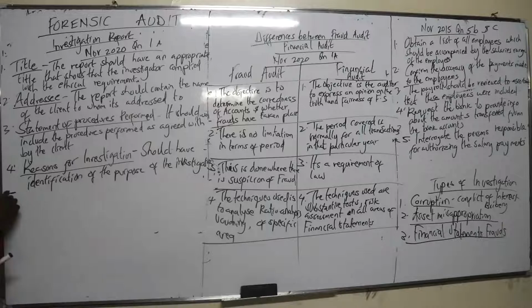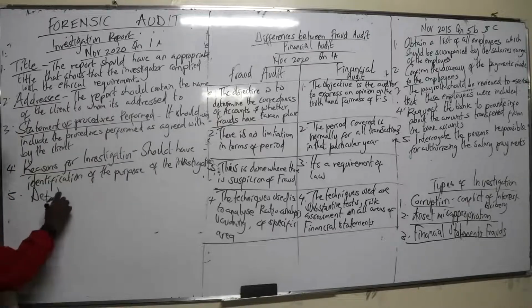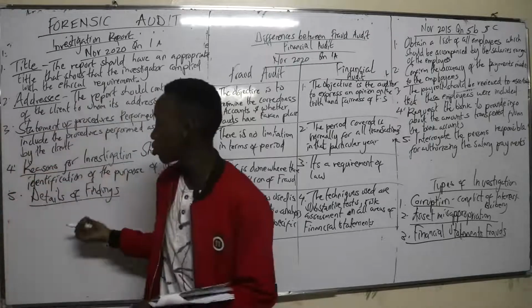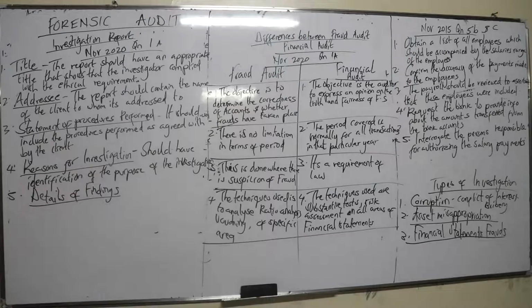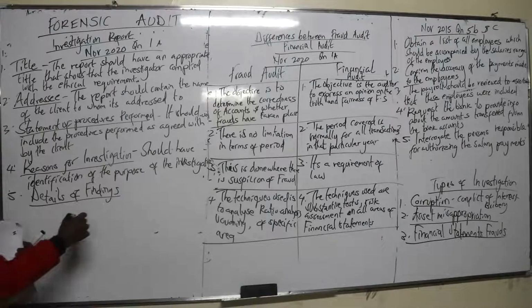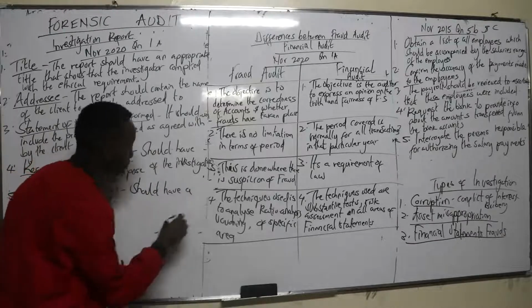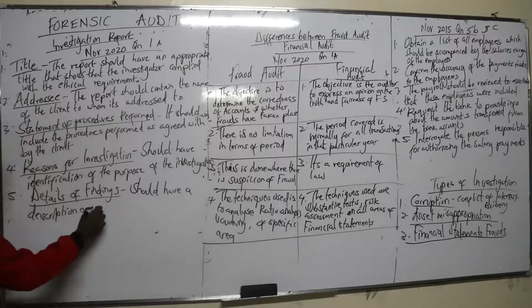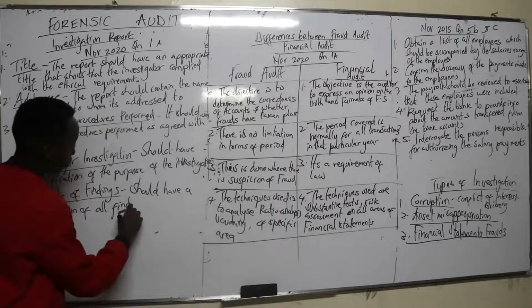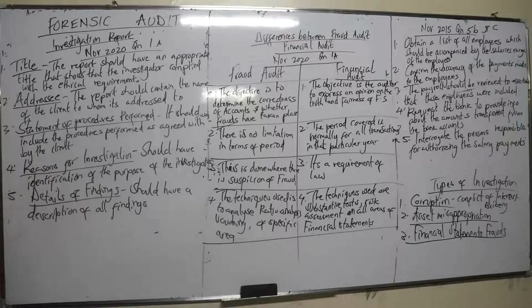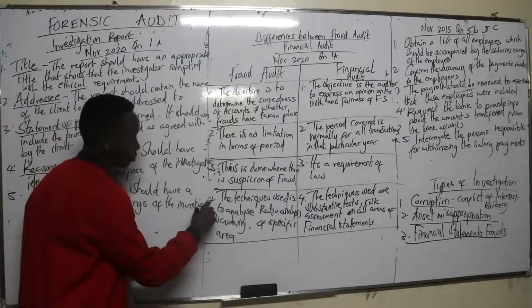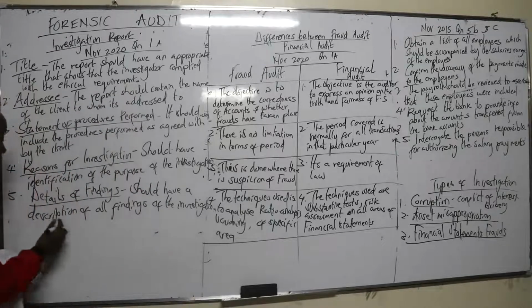And not forgetting what we found out. So the next content is the findings of the investigation, the details of the findings. Remember, it was an investigation that may end up in a legal proceeding. So this investigation report is very crucial, and the findings will act as the basis of the evidence to be used in a court. So it should have a description of all the findings of the investigation done. This includes stating the different errors and frauds that you have identified.